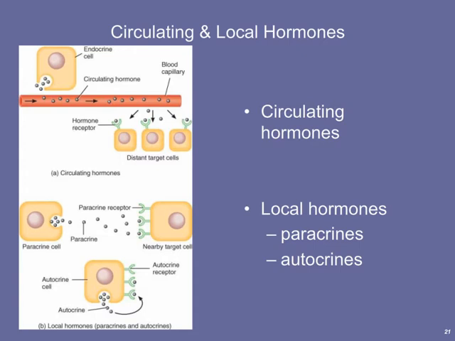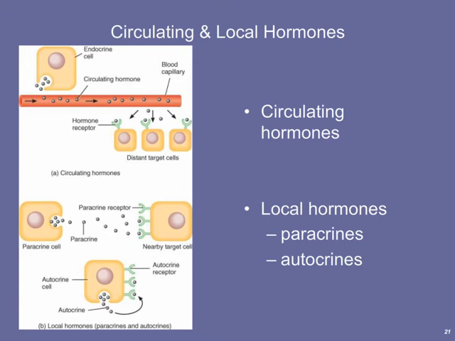The majority of hormones that we'll be talking about in this lecture are circulating hormones, that is, hormones that are produced in distant endocrine glands. These hormones diffuse throughout the interstitial fluid and hop a ride on the bloodstream until they reach their target cells. On the other hand, there are also local hormones called autocrines or paracrines. Autocrines are hormones that are produced and have an effect on the same cell.